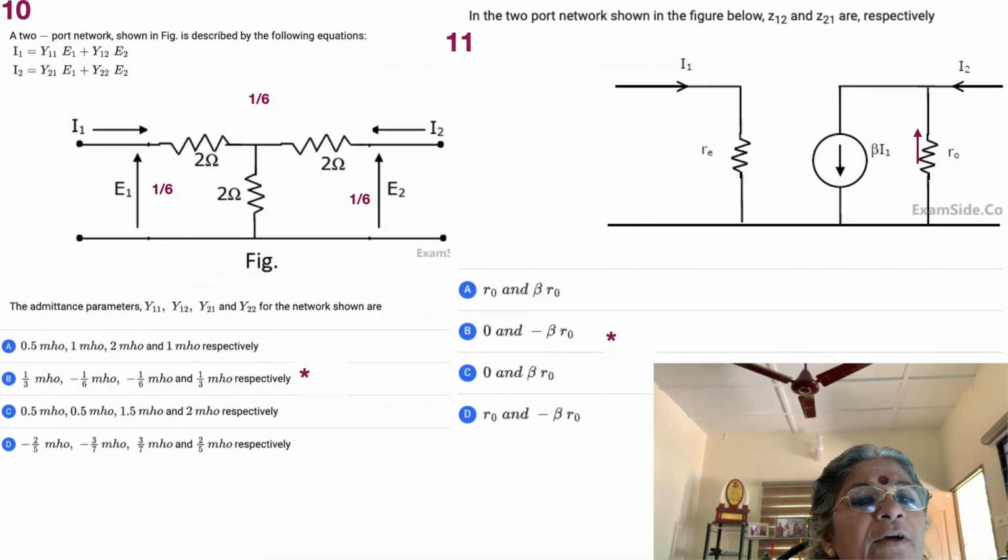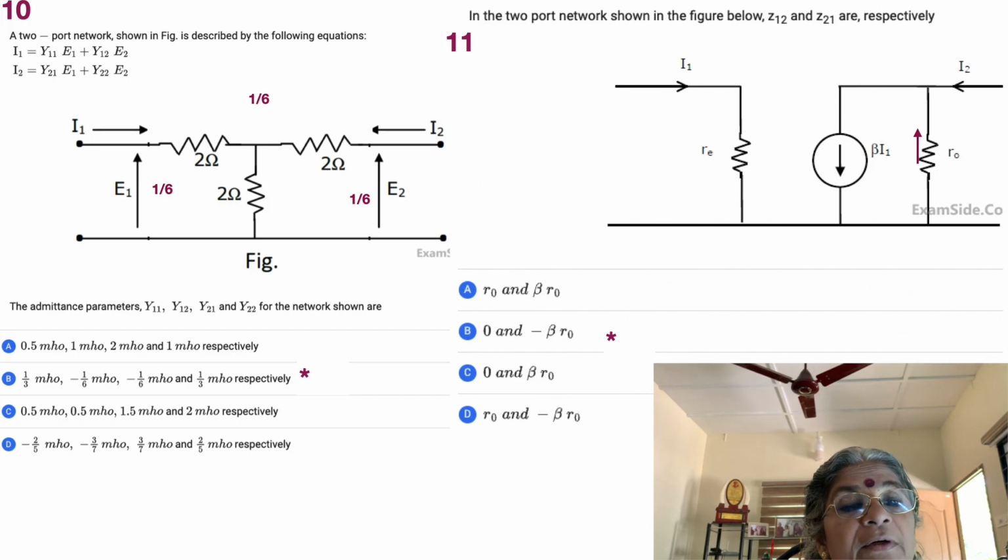So, 10th problem. Here again we have a 2-port network, and Y parameters are given as I1 is equal to Y11 E1 plus Y12 E2, and I2 is equal to Y21 E1 plus Y22 E2. It's shown appropriately that we have a T network, but we want the Y parameters. So what do you do with that? You just convert the T network into a pi network, or the star into a delta.